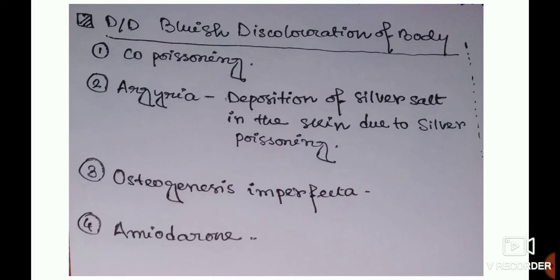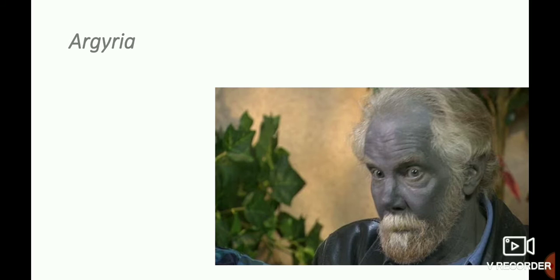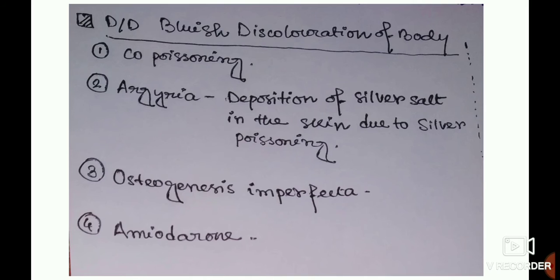Now, what is the differential diagnosis of the bluish discoloration of the body? Number 1, carbon monoxide poisoning. Second is argyria. What is argyria? Deposition of silver salt in the skin due to silver poisoning, and it causes bluish discoloration in the body. Let's have a look at argyria. See, in this person there is a slaty green appearance of the skin of the face. It is seen in argyria, that is silver poisoning.